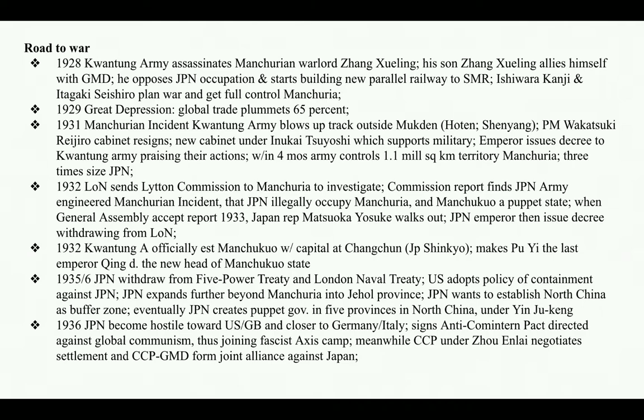Eventually, Japan created a puppet government in five provinces in North China under Yinju King. And in 1936, Japan also started to adopt a more hostile foreign policy toward the U.S. and Great Britain and ally itself closer with Germany and Italy. It signed the Anti-Comintern Pact directed against global communism, thus officially joining the fascist Axis camp.